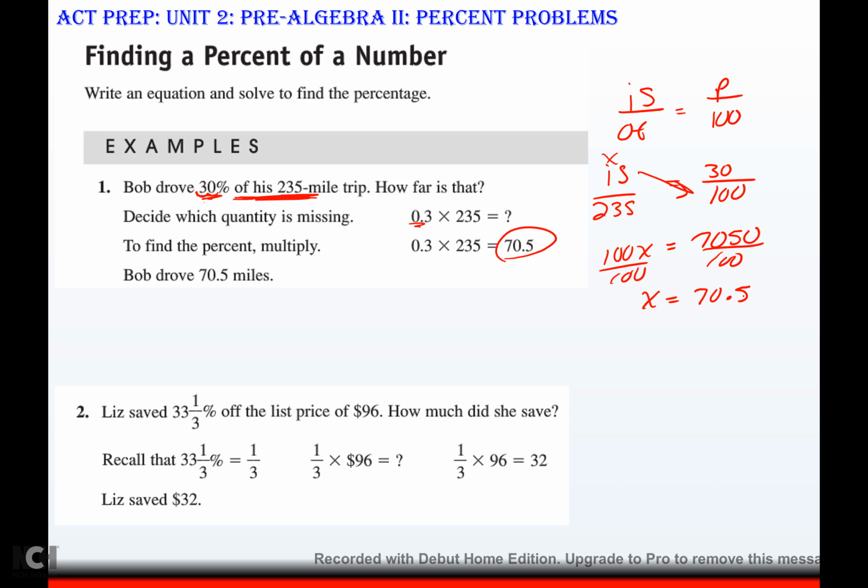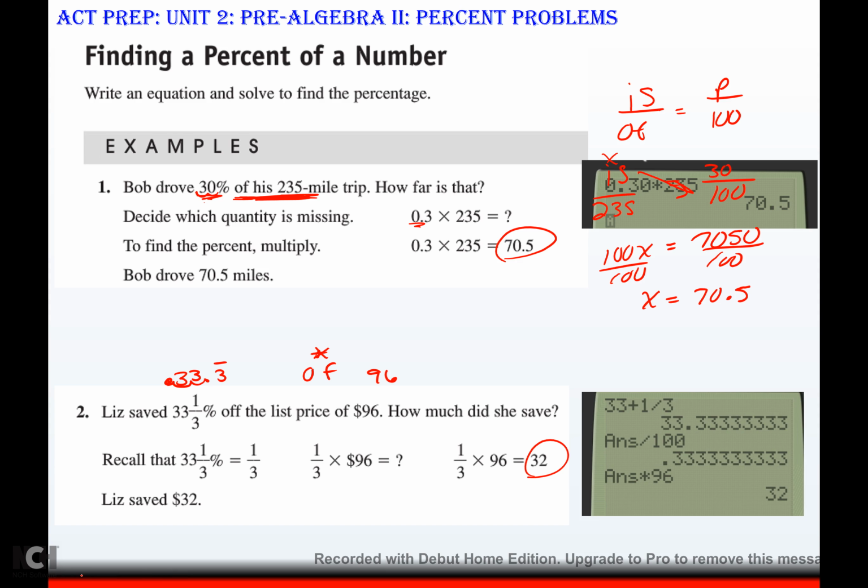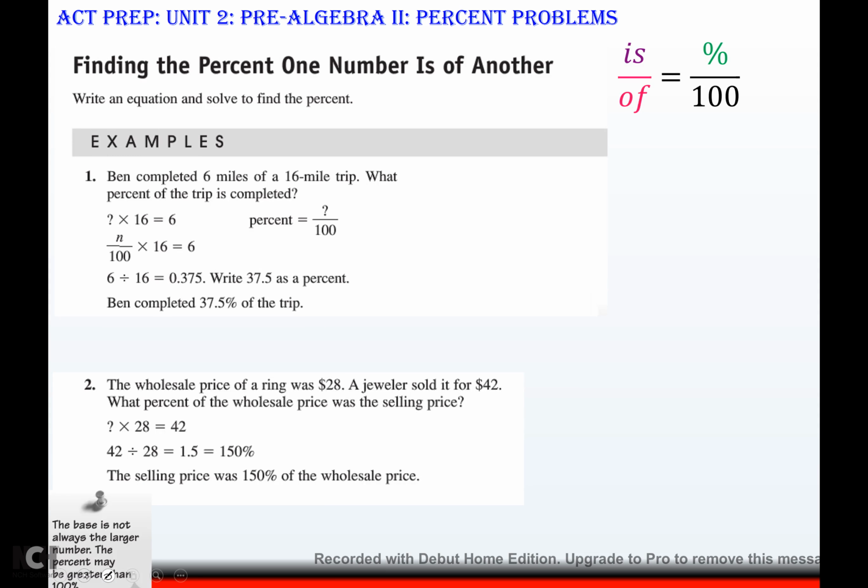Okay, number 2, it says Liz saved 33 1/3% off the list price of $96. How much did she save? Well, they're telling you to take 33 1/3%, which is 33.3% of 96. So that word "of" means multiply. But you turn this into a decimal, so you do 0.333 repeating times 96, and you get 32. You could have also done is over of equals P over 100. That will also work. And I just did it on the calculator for you.